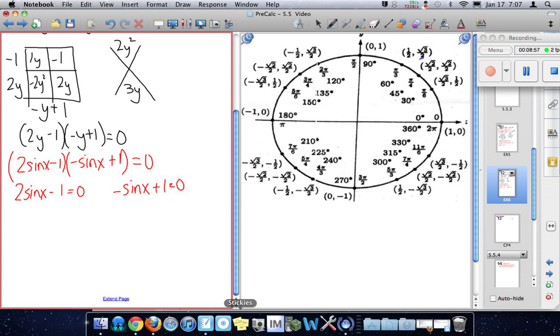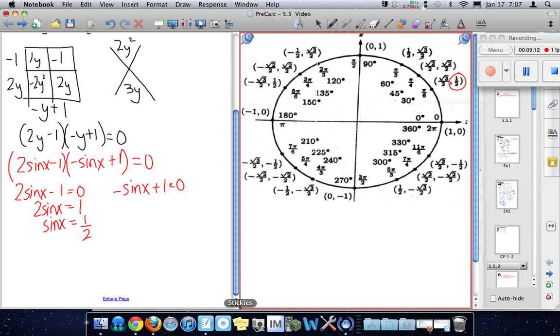Okay, so adding 1 to both sides, I get 2 sine of x equals 1, or sine of x equals 1/2. So when is sine of x equal to 1/2? Well, that's in quadrants 1 and 2, so it looks like it's here and it's here. So my two solutions are 5 pi over 6 and pi over 6 for this half.